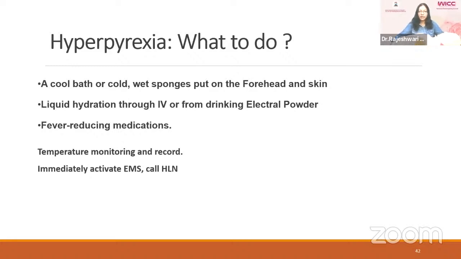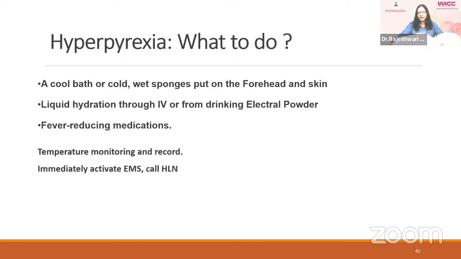Now coming to hyperpyrexia, what to do? Cool bath, cold wet sponges have to be put on the forehead and skin, and liquid hydration through IV or by giving them water to drink, with electrolyte powder mixed in so that hydration is maintained. Fever reducing medications are given. Generally, crocin is given, but we are also going to give homeopathic medications, which are useful as first aid to reduce the fever.